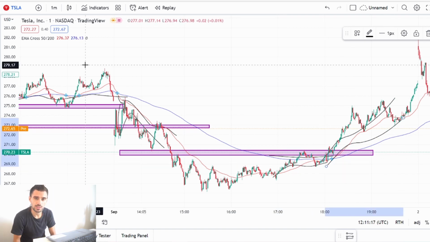So as the name suggests, the moving average goes along with support and resistance line and adapts to the different levels of the price. This is why it's called moving average.